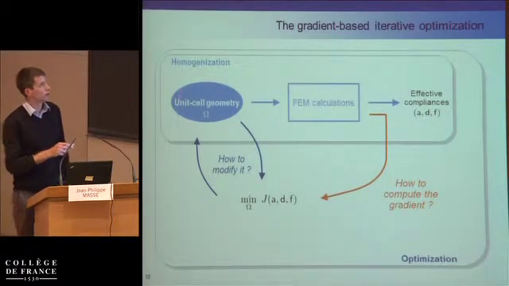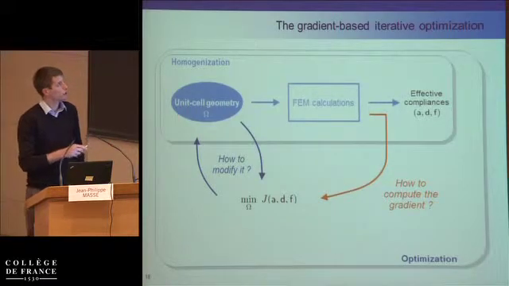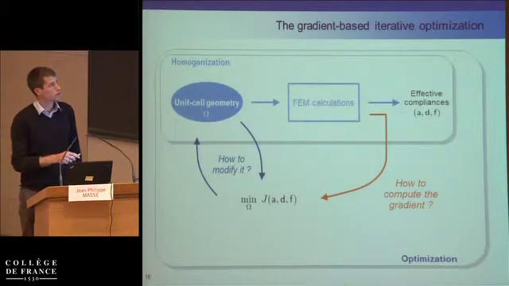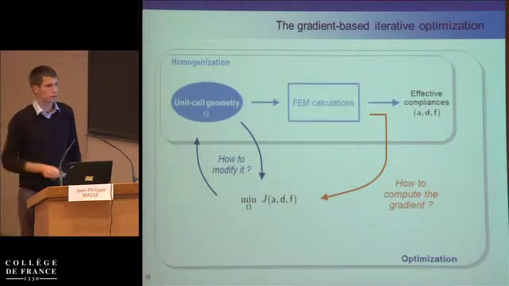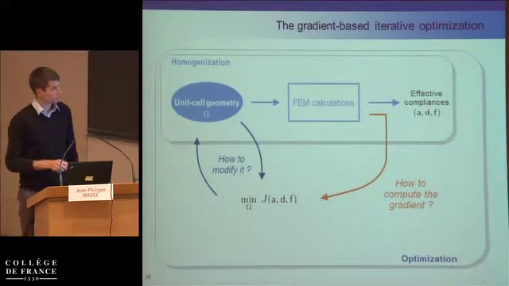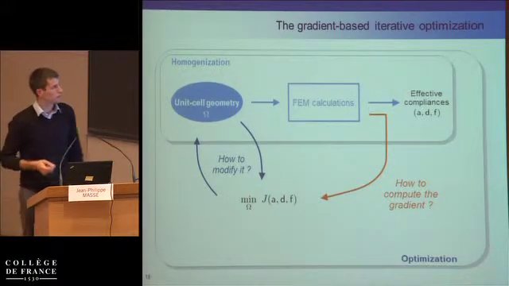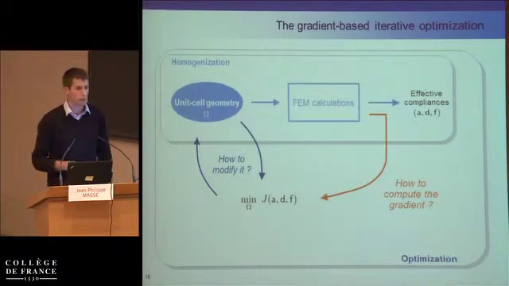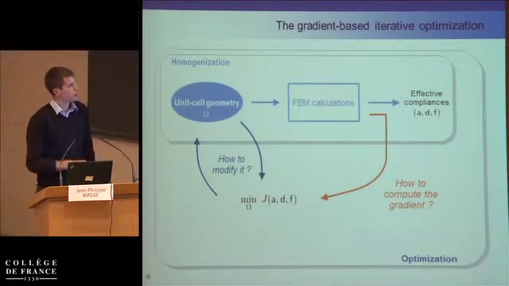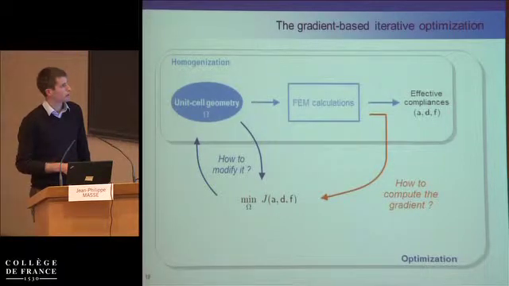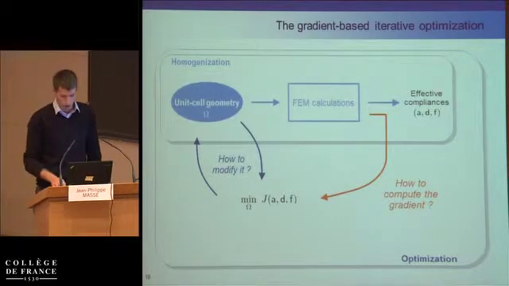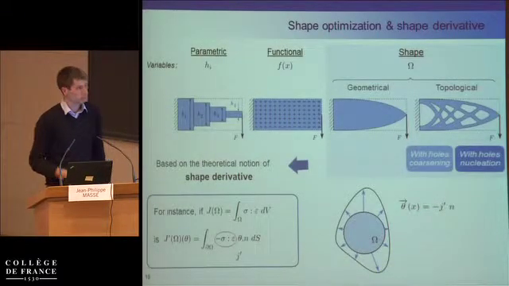We are starting from a given unit cell, a given geometry and design. We can do the previous FEM calculation to get the effective compliance, so the performance of the geometry. At one time, we need to compute a gradient in order to minimize a given objective function that will be the criteria of the performance of the geometry, and after we have to modify the geometry.